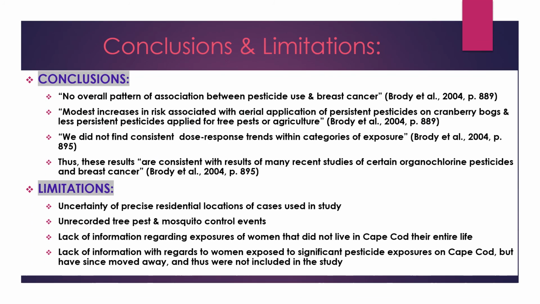And finally, conclusions and limitations. Basically, their case study found that there's no overall pattern of association between pesticide use and breast cancer, and they didn't find any consistent dose response trends throughout the different categories that they studied, even though they implemented new GIS technologies. So the results are consistent with results of many recent studies on these pesticides, and kind of concur that there is no association found as of yet.